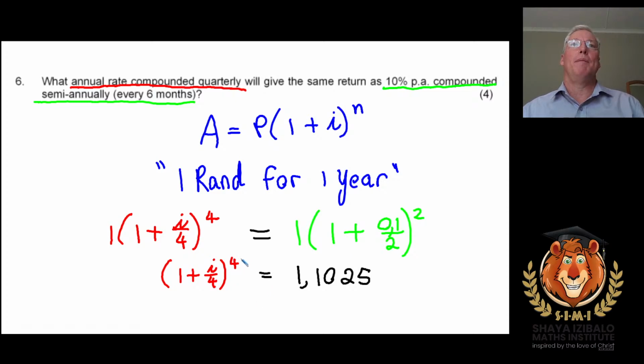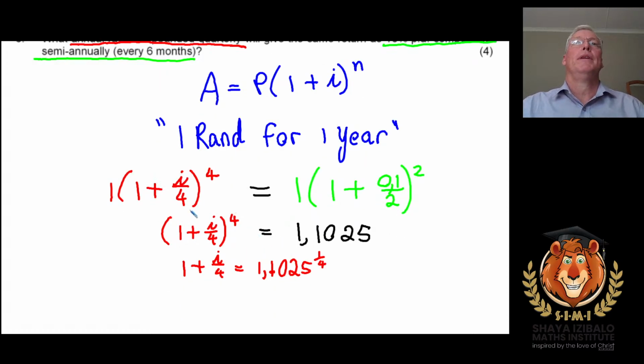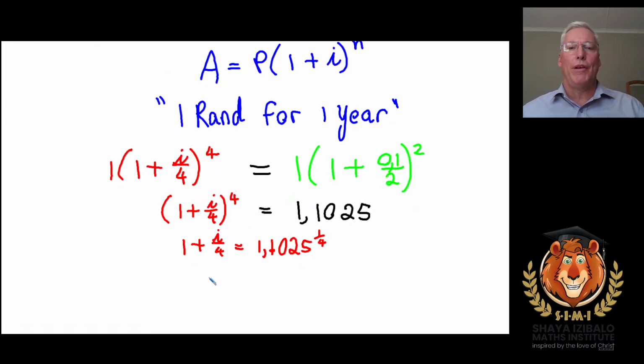Okay. Because remember, if I raise both sides to the power of a quarter, when I raise a power to a power, the powers multiply, and I'll just be left here with 1 + i/4. If I do that on the left, I must do it on the right: 1.1025 to the quarter, right? I now need to subtract 1 from both sides.